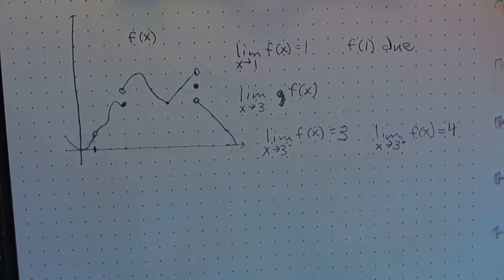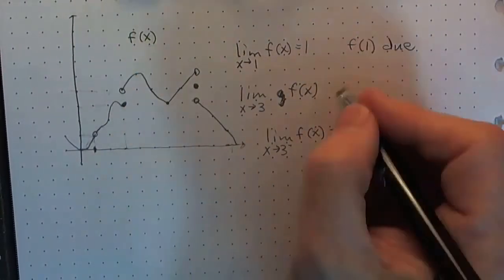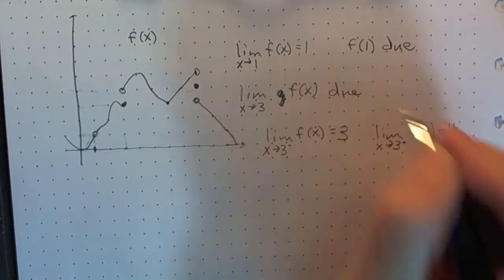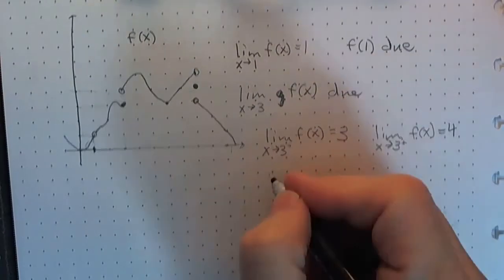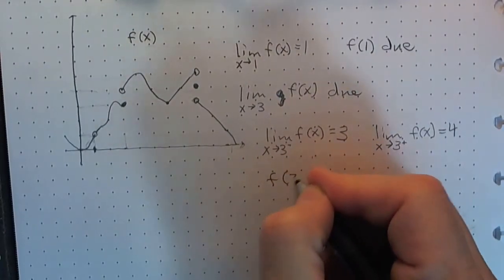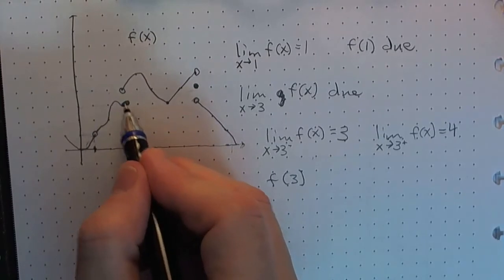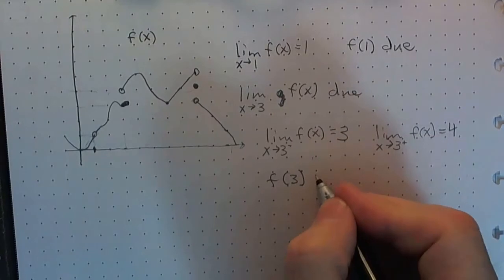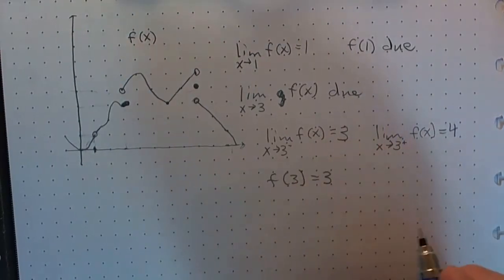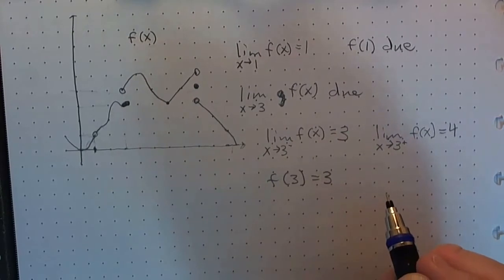Now, those are not the same. 3 and 4 are not the same, so we say the limit does not exist. Now, we could also talk about f of 3. Does that exist? Well, yeah, right here. That's where you have the little dark circle. So that indicates that that's the function value, so it looks like that's going to be 3. But the limit overall does not exist.